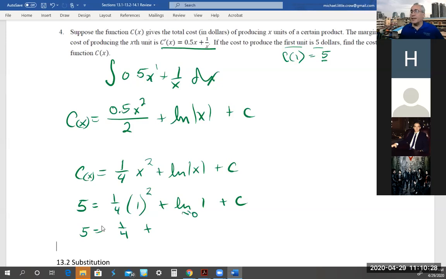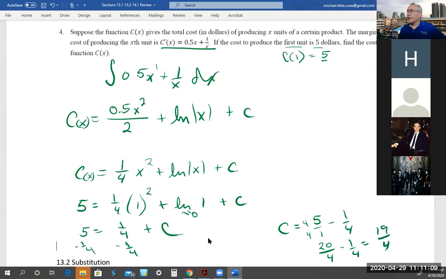So this part is 0. I'll just put that there. So then we're left with 1/4 plus a constant. Subtract 1/4 from both sides. So we get that our constant is 5 minus 1/4. If they're going to write it as a fraction, we need a common denominator. 5 becomes 20/4, multiplying by 4/4. So you'll get 19/4 is what our constant equals.